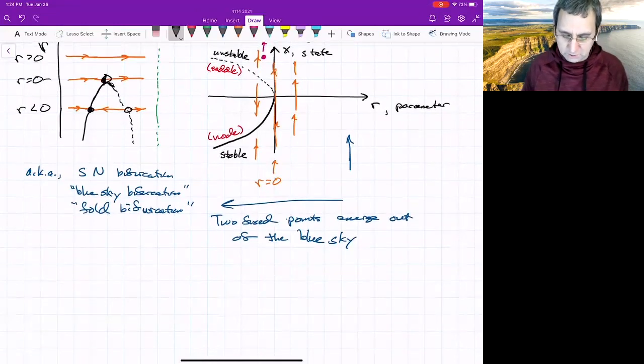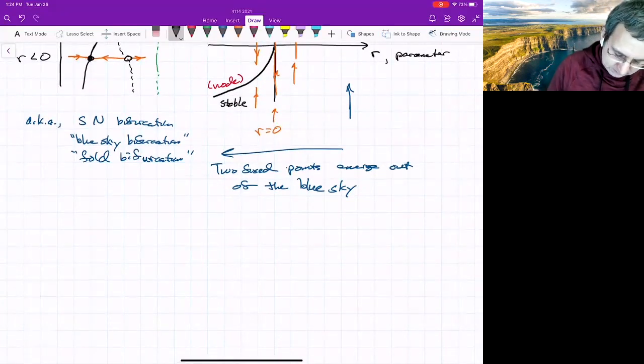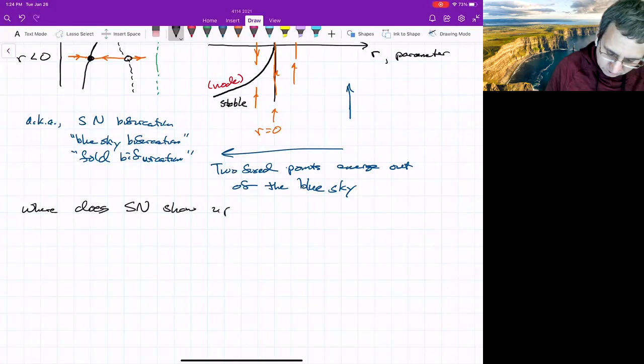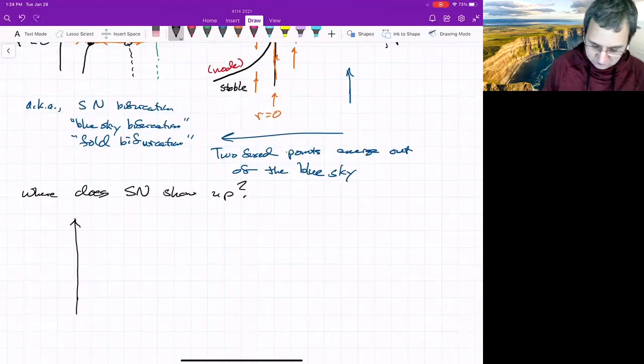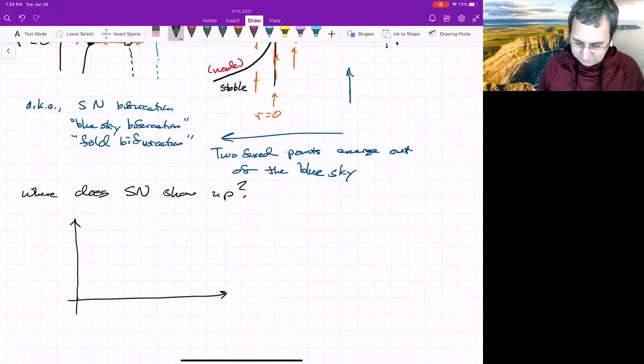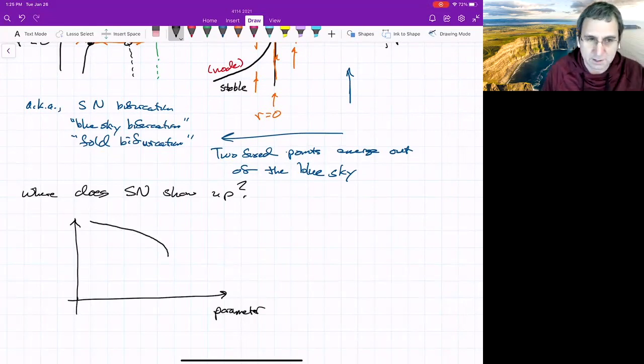So where does this show up? I can give some physical examples. I've seen it in things related to nonlinear oscillations, and often there'll be some parameter. I won't necessarily say what it is, but you'll have this stable state you're following, and then the stable state disappears.